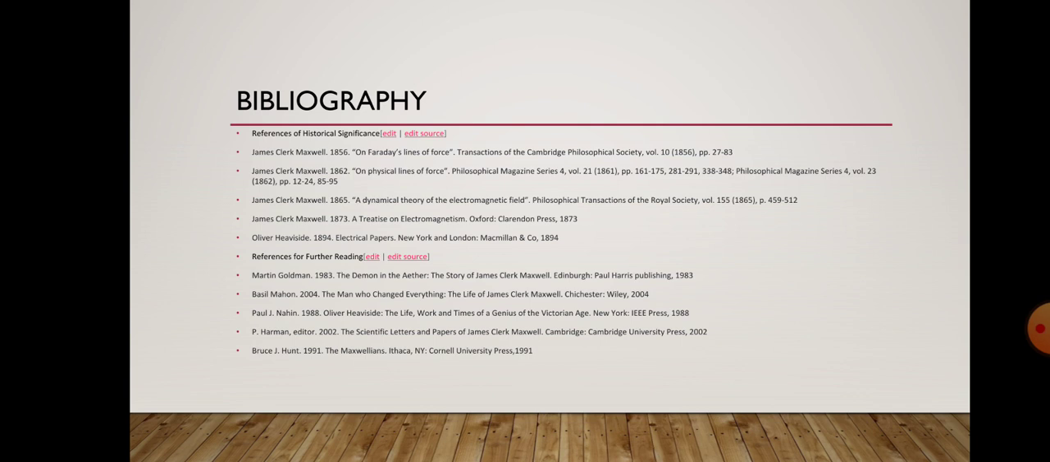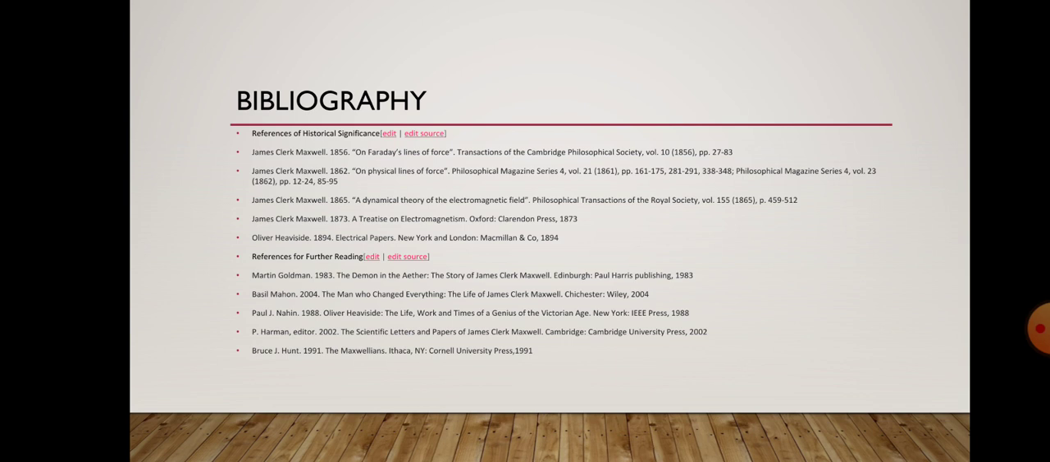Bibliography. References of historical significance. James Clerk Maxwell, 1856, On Faraday's Lines of Force, Transactions of the Cambridge Philosophical Society. James Clerk Maxwell, 1862, On Physical Lines of Force, Philosophical Magazine. James Clerk Maxwell, 1865, A Dynamic Theory of the Electromagnetic Field, Philosophical Transactions of the Royal Society. James Clerk Maxwell, 1873, A Treatise on Electricity and Magnetism, Oxford, Clarendon Press. Oliver Heaviside, 1894, Electrical Papers, New York and London.